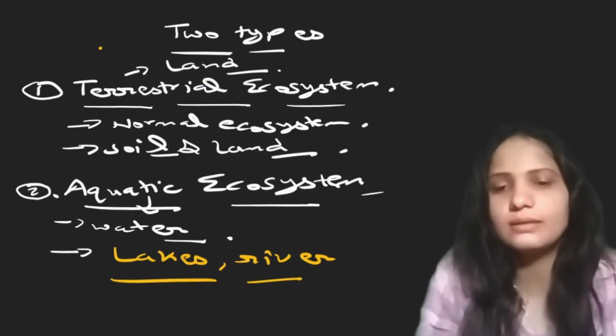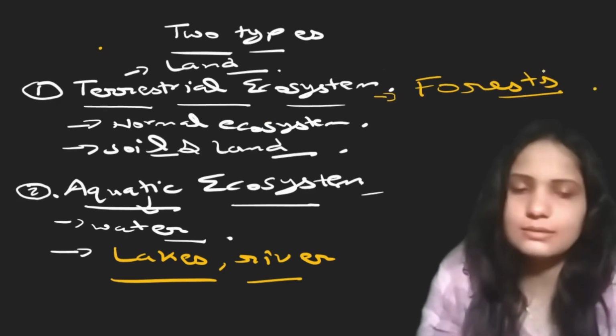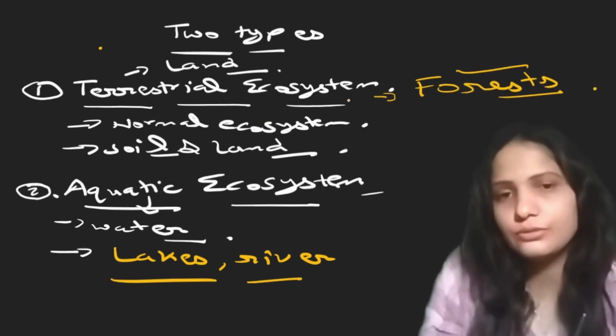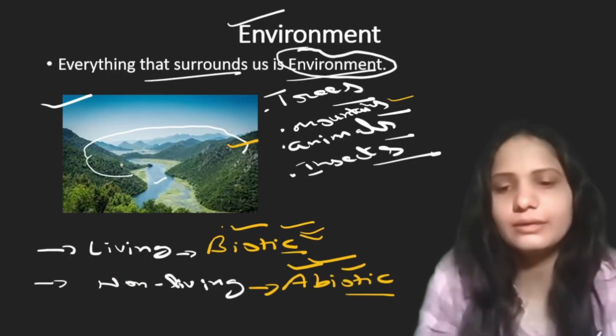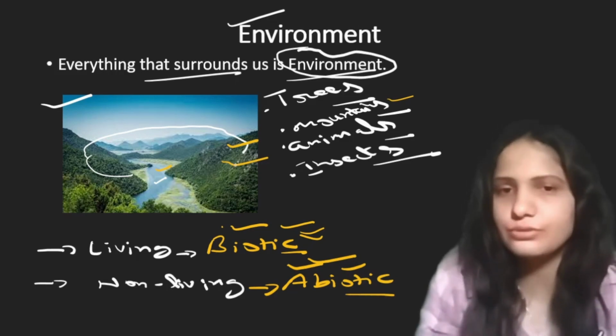And what is the example of terrestrial ecosystem? Forests. Forests are the example of terrestrial ecosystem. Now you know the difference between terrestrial ecosystem and aquatic ecosystem. Now if we see this picture, here we have a river, and this river is an example of aquatic ecosystem, and these mountains are an example of terrestrial ecosystem.